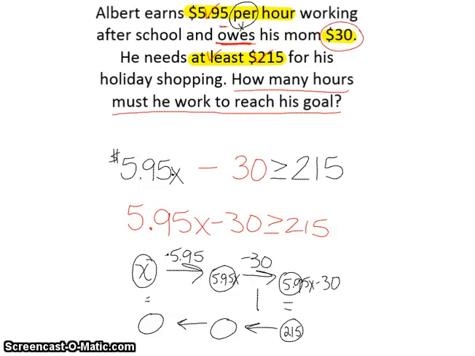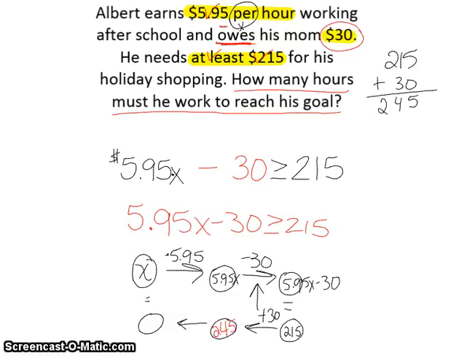Then I have to work backwards, so I want to do the opposite. The opposite of minus 30 is to add 30. So I have to do 215 plus 30. Well, 5 plus 0 is 5, 1 plus 3 is 4, and I bring down the 2. So I get 245.